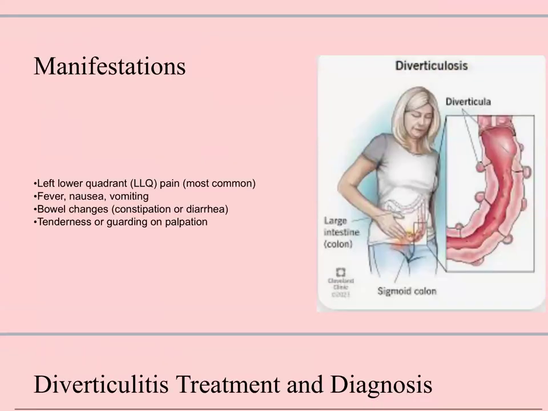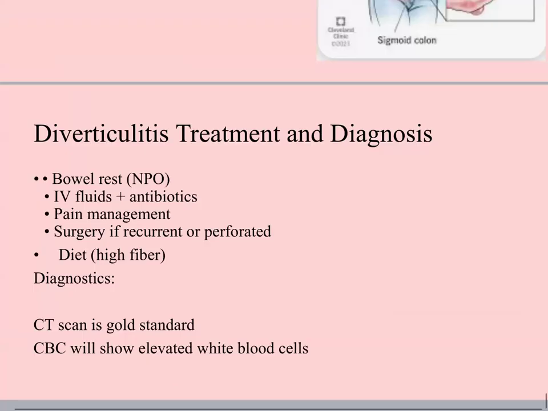Typically, with diverticulitis, people are going to have left lower quadrant pain. That's the most common. Up until now, everything we've discussed has been happening more on the right side. So this is left side abdominal pain. They can have fever, nausea, and vomiting. They can have constipation or diarrhea, and they're going to have tenderness or guarding on palpation.